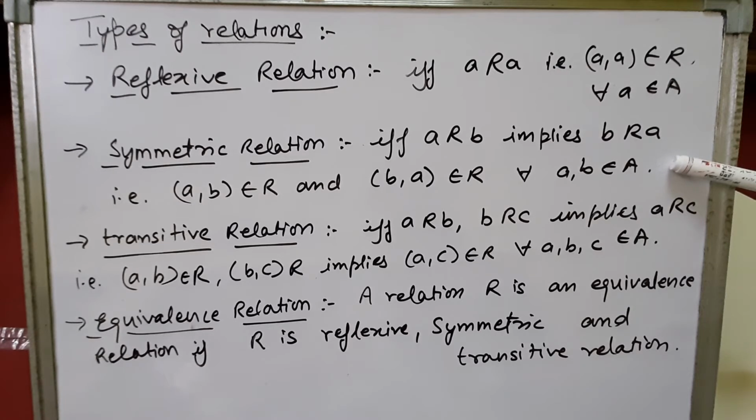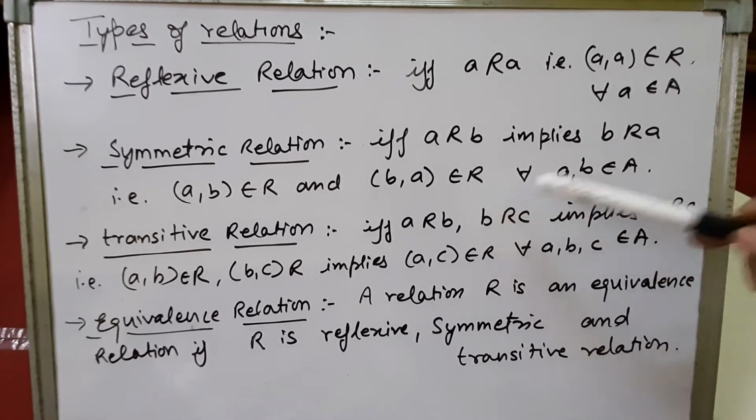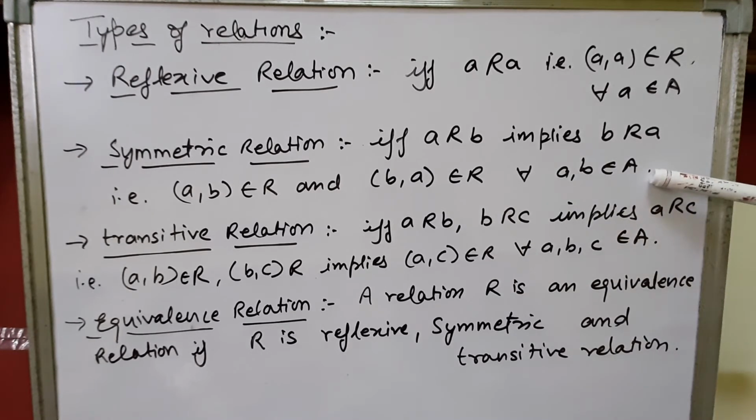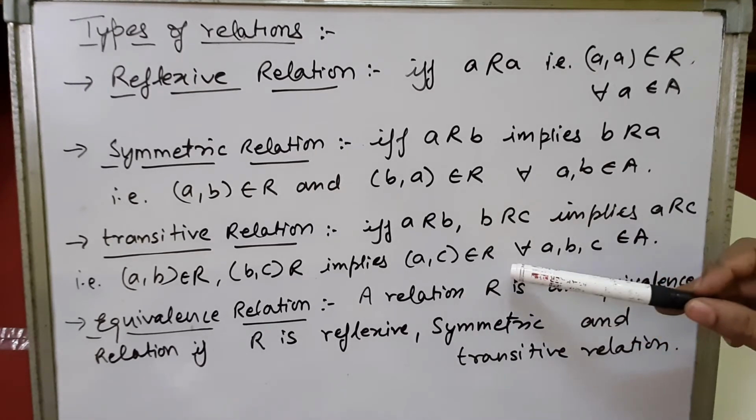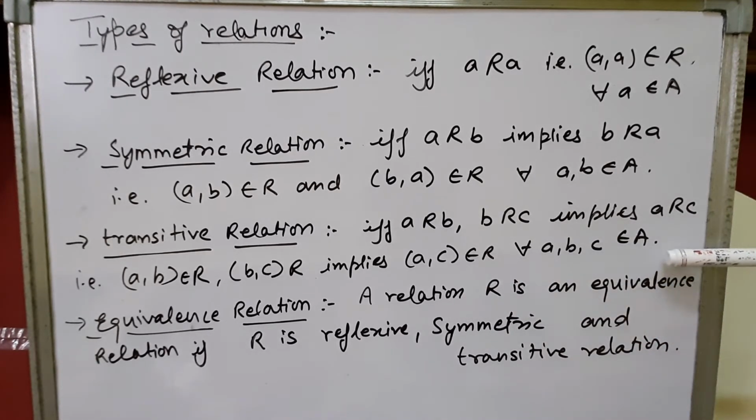Next is symmetric relation. If (a, b) belongs to relation R and (b, a) also belongs to the relation R, for all a, b belonging to set A, then R will be a symmetric relation. Next is transitive. Transitive relation says that if (a, b) belongs to R and (b, c) belongs to R, which implies that (a, c) also belongs to R, for all a, b, c elements of set A, then the relation will be called a transitive relation.